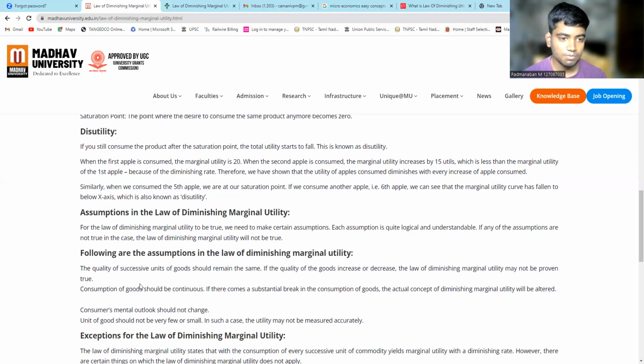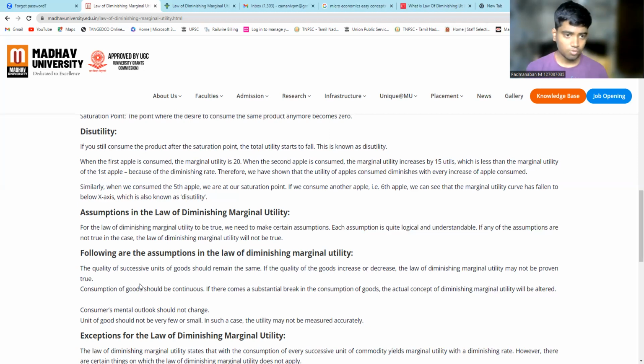Assumptions in the law of diminishing marginal utility. For the law of diminishing marginal utility to be true, we need to make certain assumptions. Each assumption is quite logical and understandable. If any of the assumptions are not true in the case, the law of diminishing marginal utility will not be true.